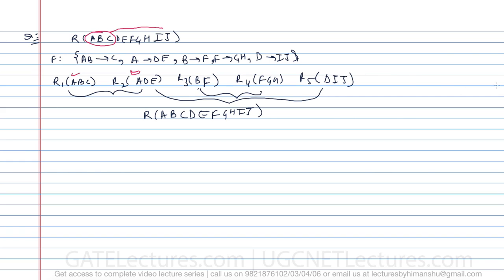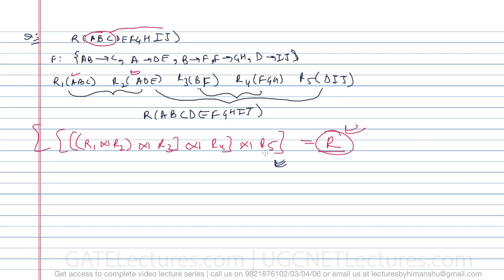Okay, so let us do one thing. We can say the decomposition is lossless if we can do R1 natural join with R2, and then R3, and this complete relation natural join with R4, and that natural join with R5. If this equals the relation R, then we can say the above decomposition is lossless. So I'm just making a natural join of all of them. You already know that natural join is associative.